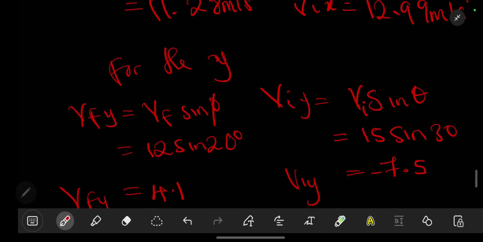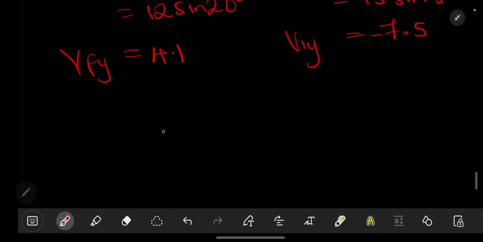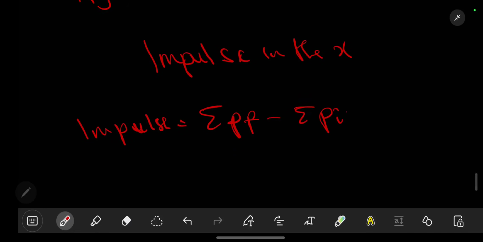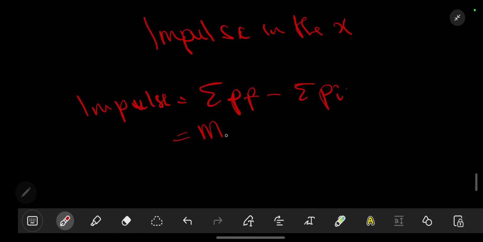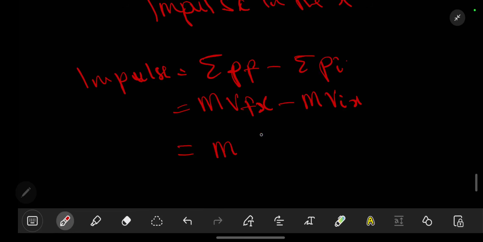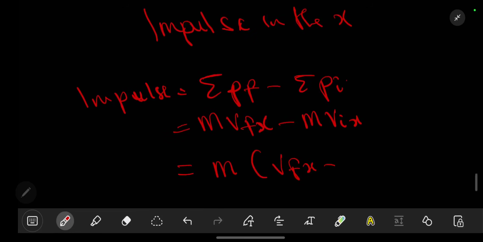So therefore, now let's find the impulse in the x after resolving them. So we have the impulse in the x. The impulse should be equal to the summation of final momentum minus the summation of initial momentum. Just a reminder, mass times the final velocity in the x, since we're dealing with the x, minus the mass times the initial velocity in the x. So we have mass is common. Remember this formula.